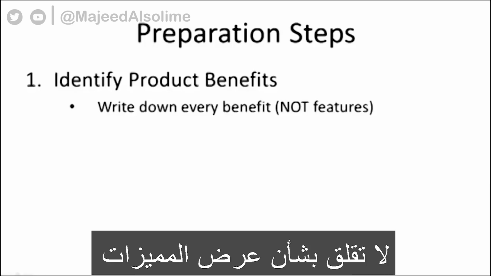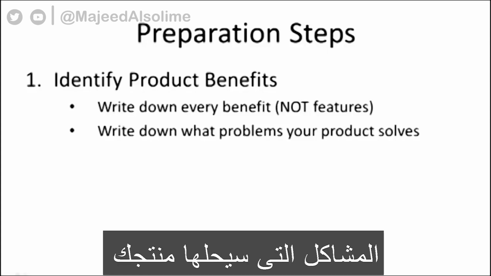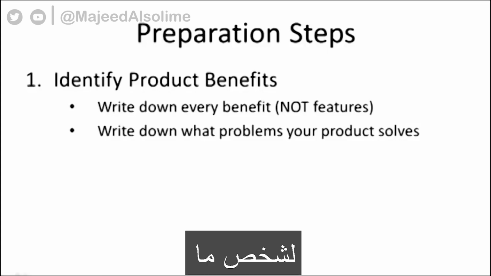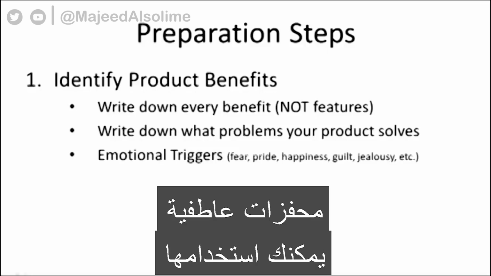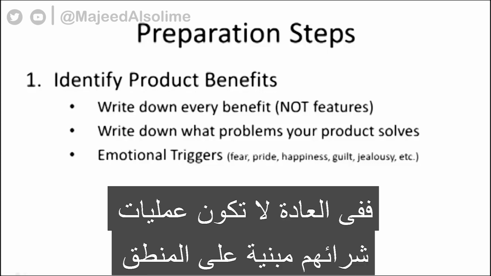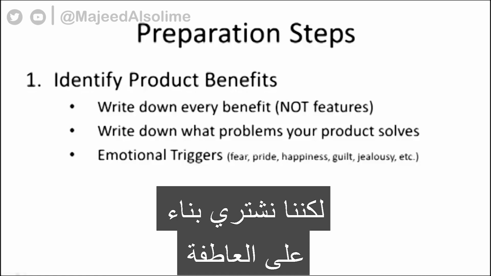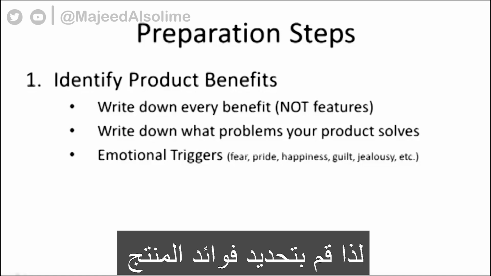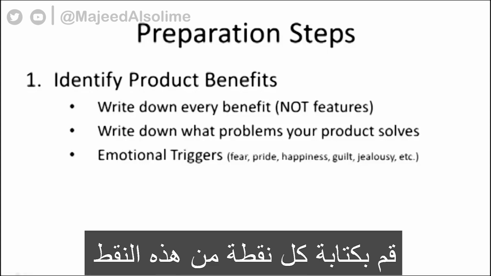Don't worry about the features in your marketing approach so much. I also want you to write down what problems your product is going to solve for someone. People will buy if your product can solve a problem. And then thirdly, I want you to write down any emotional triggers that you can zero in on. Remember, people buy based on emotion. They usually don't buy on logic. I mean, we justify on logic, we justify on features, but we buy based on emotions. So identify your product benefits and what emotional triggers and what problems that product solves. Write down every single one of those you can think of.